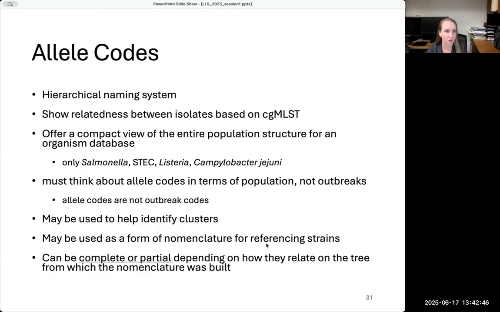which is one of the detriments of using the SNP-based analyses. We can say things are a certain amount of SNPs apart, but that gives us no way to name them or tell someone else about them, right? Or talk to another health department about them. But with core genome MLST, we can do that. They can be complete or partial depending on how they relate on the tree from which it was built. And I'll give you an example of that.